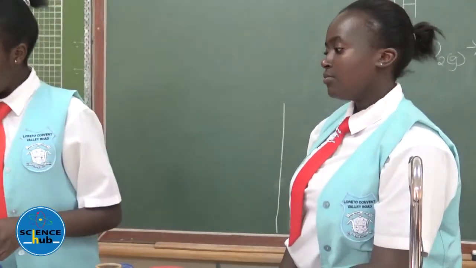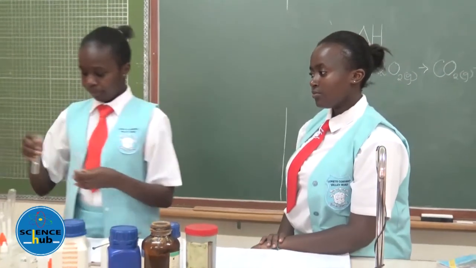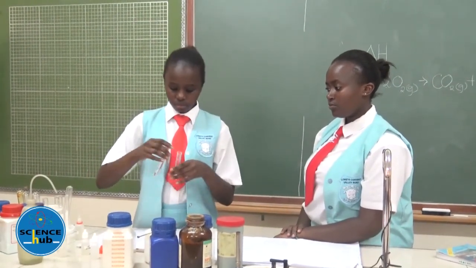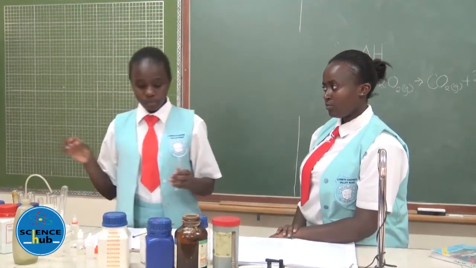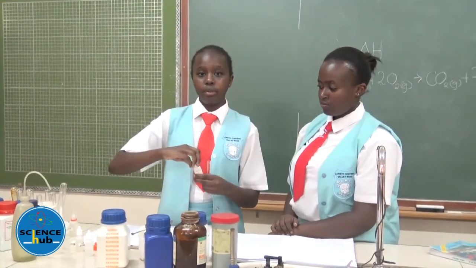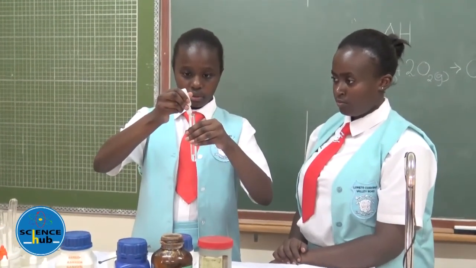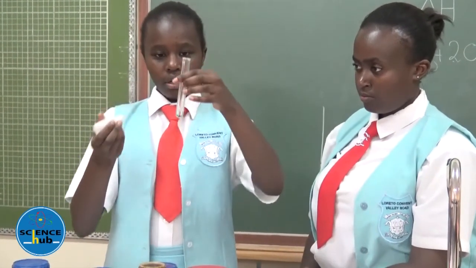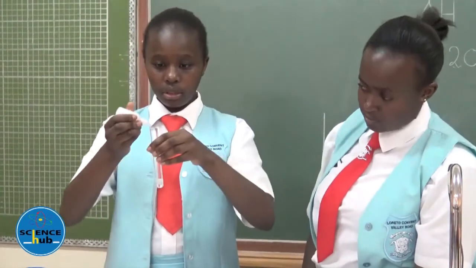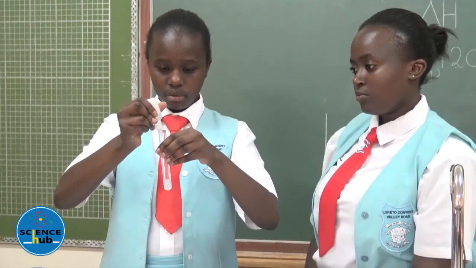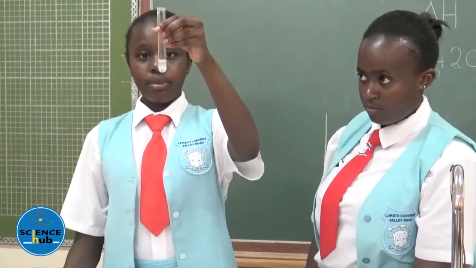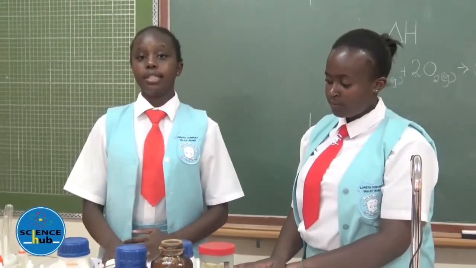So we test again using ammonia solution. So you put a few drops of ammonia solution first. You see there's a white precipitate being formed. Then you add more. You see the white precipitate dissolves. This indicates presence of zinc ions. So we are done with magnesium and zinc ions. Let's move to iron 2 ions.